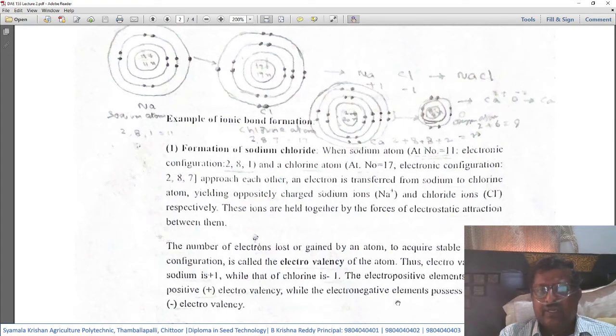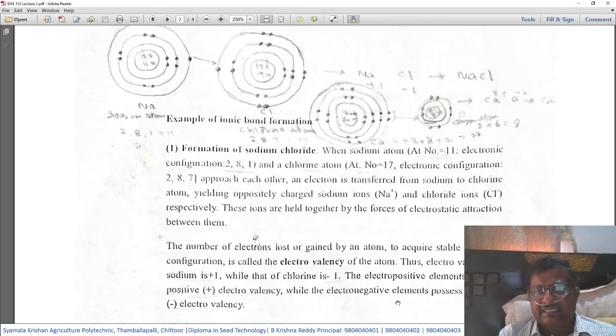In the outermost orbit, which is also known as the valence orbit, there will be 6 electrons. Once the reaction takes place between the calcium and oxygen, what exactly happens is these 2 valency electrons of calcium present in the outermost orbit will get transferred to the outermost orbit of the oxygen. So the outermost orbit has got 6.